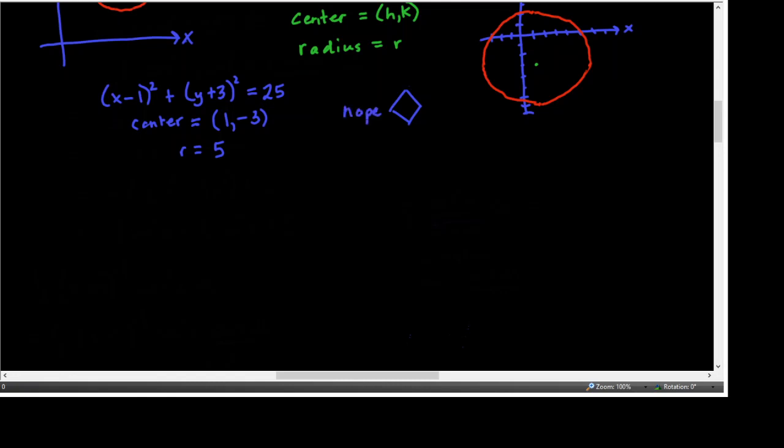Don't do that. Try to make it look curved. All right. Now, onto the parabola. A parabola is the set of all points, x, y, that are equidistant from a fixed line called the directrix.